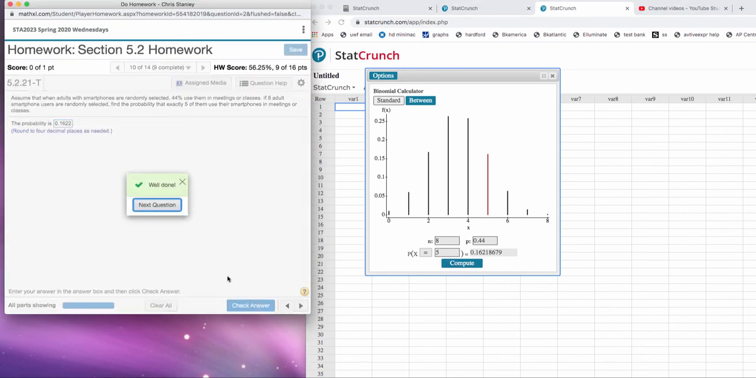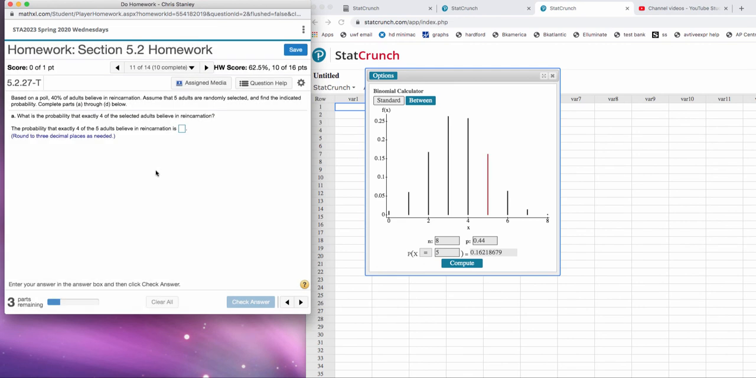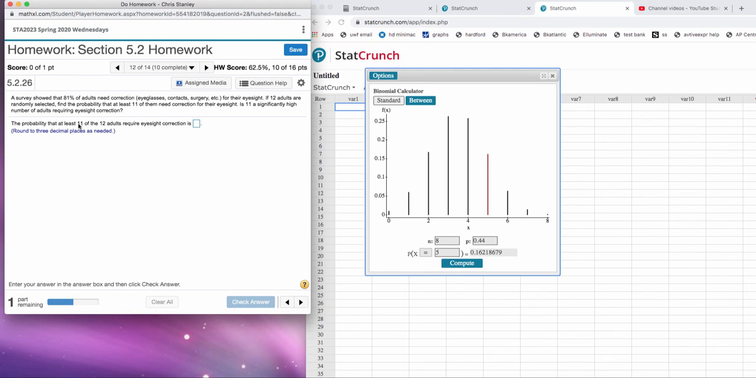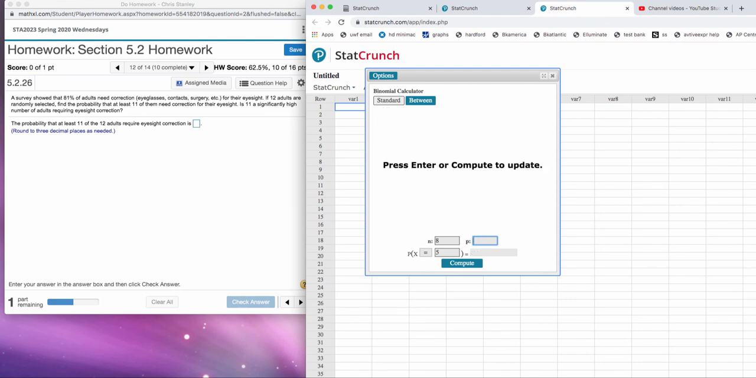Okay, only 3 more. That's the same question we just did. You guys could do that on your own. I've got at least 11. Okay, so let's do this one. So I see that there's an 81% of people who need corrective lenses. Let's see, how many people did we look at? We looked at 12 people.